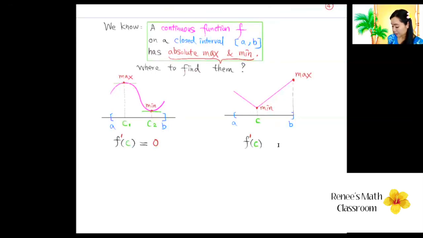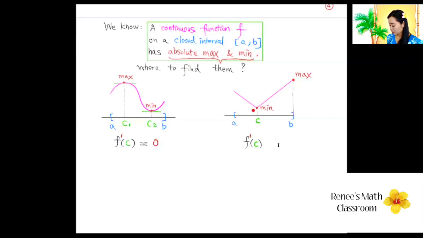We see that at the absolute max and absolute min, at these two points, the derivative at c1 and c2 will be equal to 0. The slope of the tangent line is equal to 0. So that gives us a hint that we might look for the absolute max and absolute min at the places where the derivative equals 0.